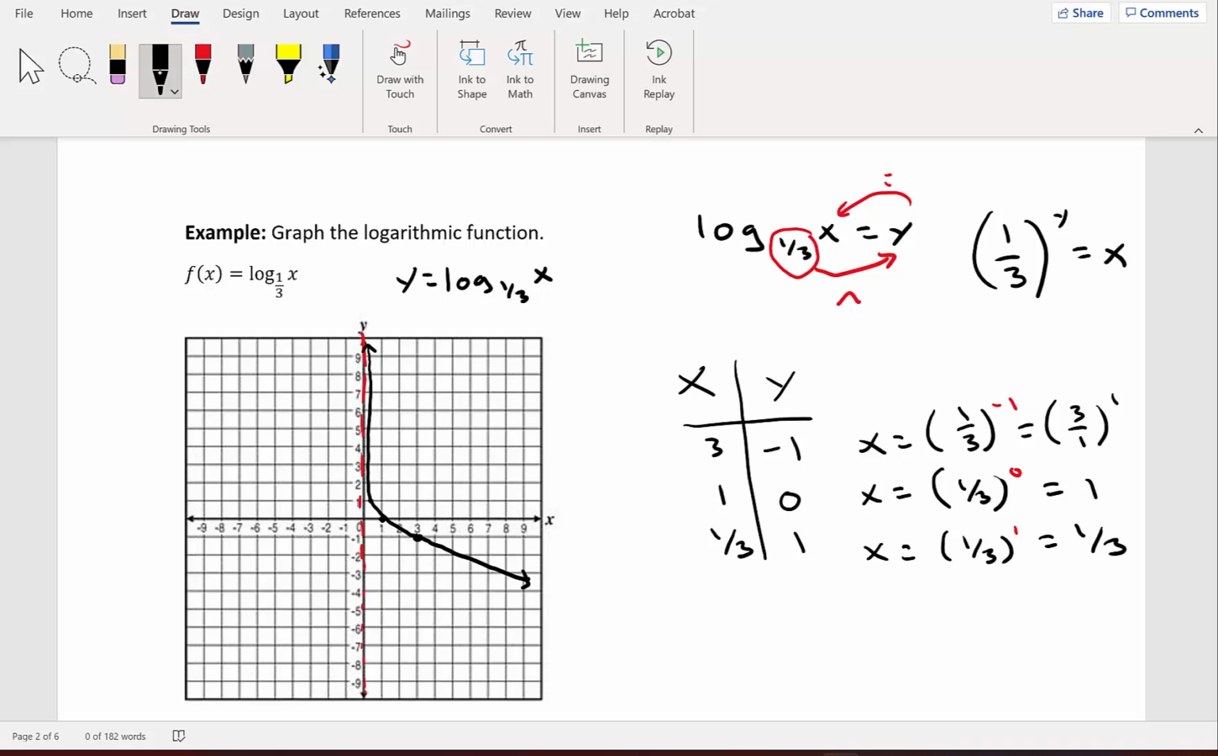Okay. So this was graphing logarithmic equations. When you're graphing it, change it into exponential form, where you take your base, raise it to the yth power, and it has to be equal to x. And then you just go ahead and plug in values for your y and figure out what your x is equal to.